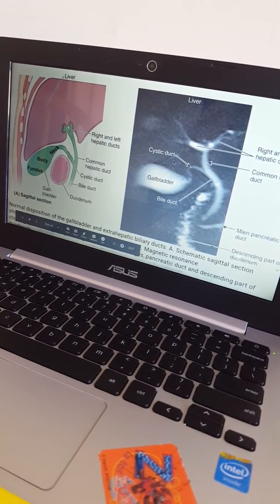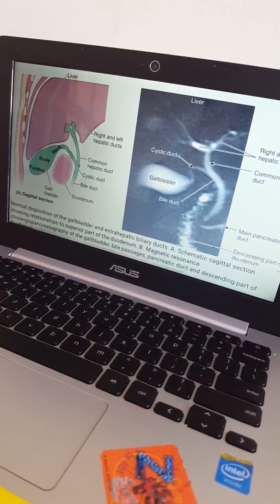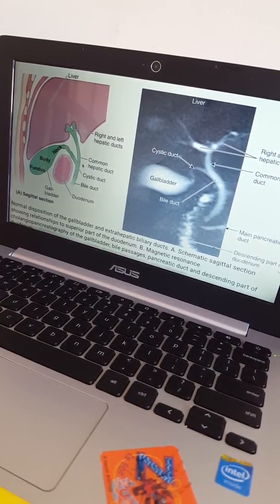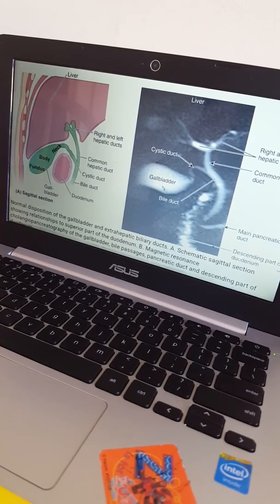So you can see this is the fundus, body, and neck. This is the cystic duct, this is the common hepatic duct, and this is the triangle which is formed. So roughly this is the picture. This is the real-time picture.